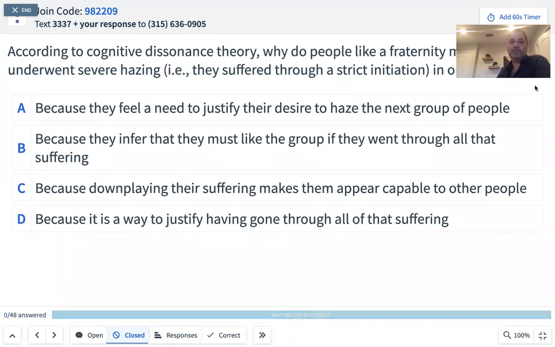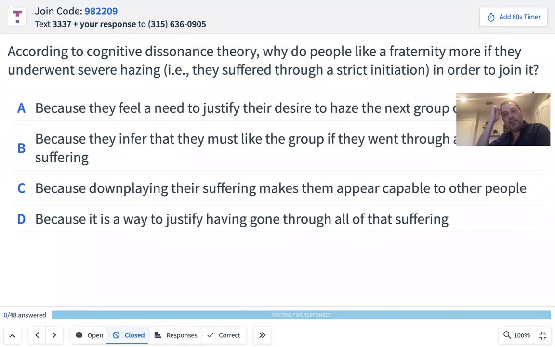So here we go. Question 1. According to cognitive dissonance theory, why do people like a fraternity more if they underwent severe hazing?